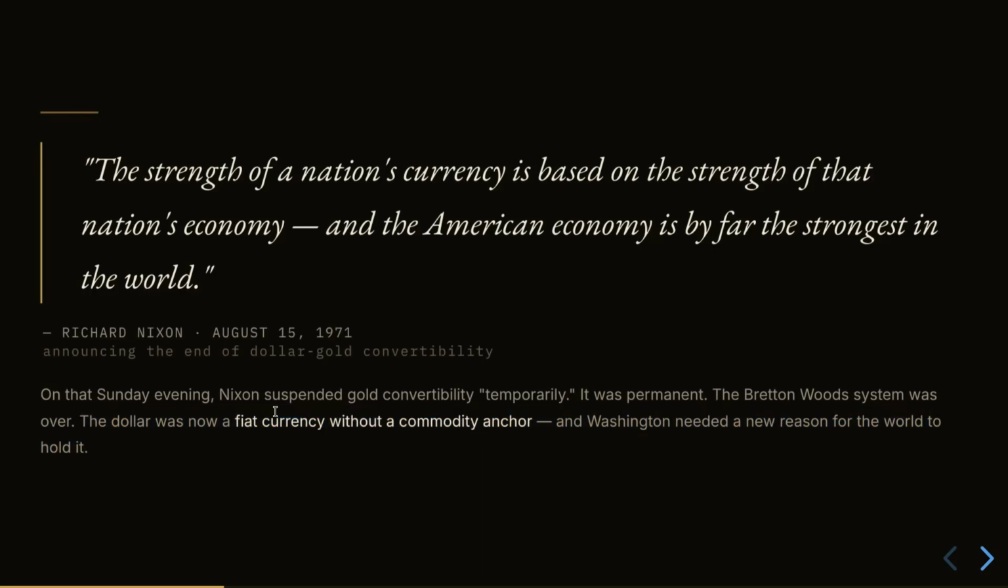The dollar was now a fiat currency without a commodity anchor, and Washington needed a new reason for the world to hold it. I don't want to add too much commentary, but this breaks the Bretton Woods agreement. The whole point of anchoring the whole world relying on U.S. dollars was that the U.S. dollars were anchored on gold at a fixed rate, and in 1971 Nixon breaks this temporarily, and that changes the world forever.